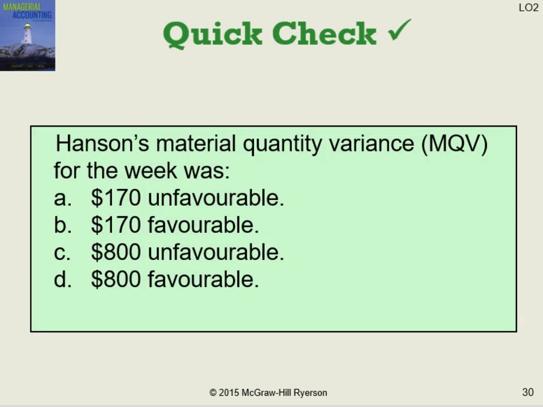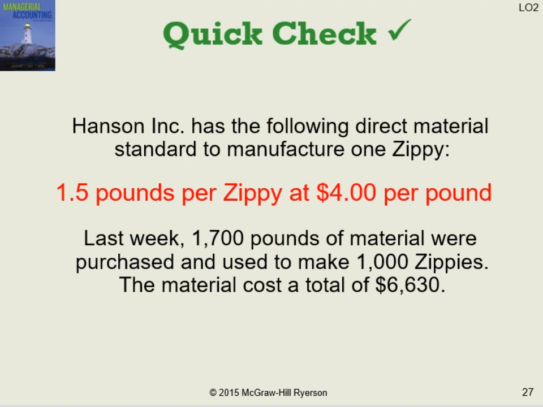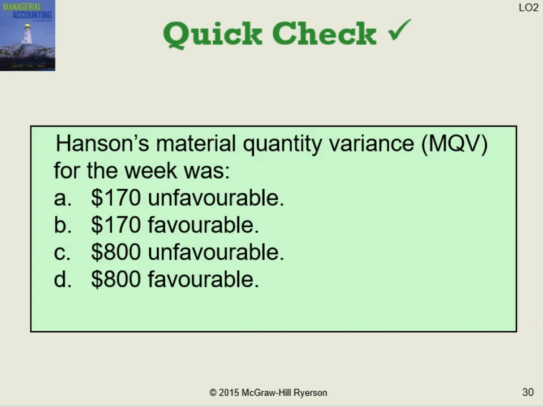The material quantity variance is the standard price applied to the difference in quantities. So once again, let's bounce back up here. We used 1,700 pounds of material, which is the actual amount, but the standard amount is 1.5 times 1,000 zippies. We want the result to be in pounds because we pay per pound. 1,700 pounds compared to 1,500 pounds is a difference of 200 pounds. We apply that based on the $4 per pound standard cost. It's an $800 variance, and the variance is unfavorable because we took more pounds of material than we expected to take. So in this quick check, we have 800 and it's unfavorable.